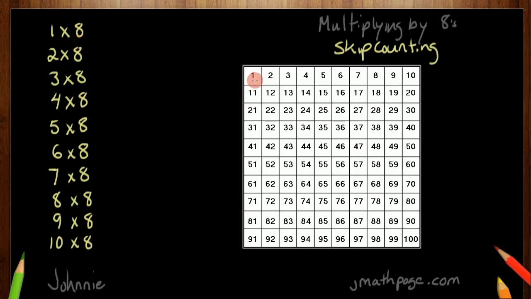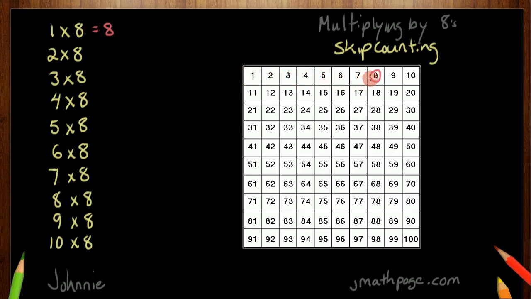I'm going to count out 8. 1, 2, 3, 4, 5, 6, 7, 8. Okay, so I've counted out 8 one time, and I end up at 8. So 1 times 8 takes me to 8.